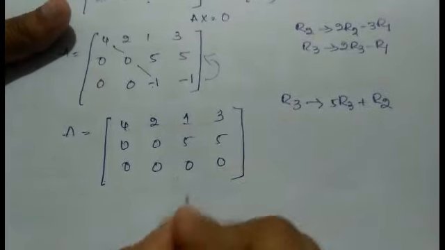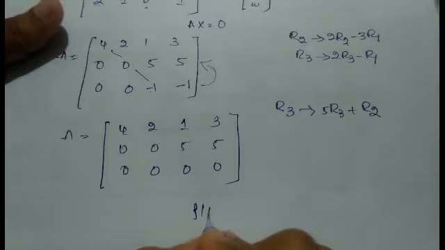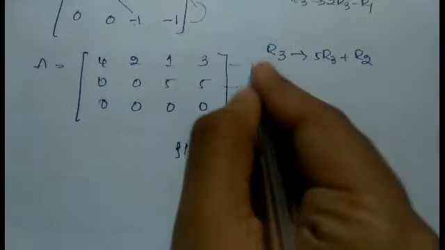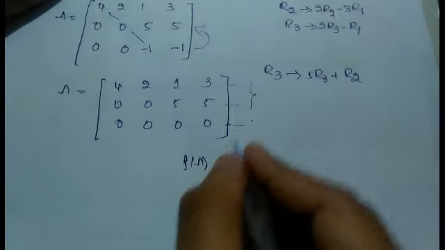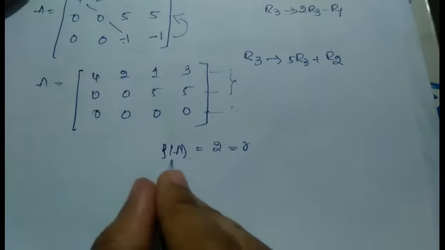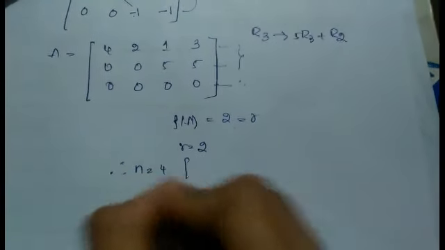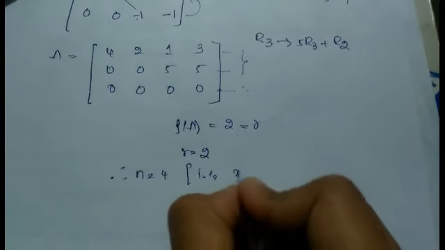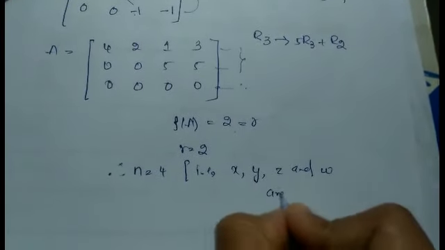And now from here, the rank of the matrix A is equal to 2, as these two are non-zero rows, and this is a zero row, which does not come under consideration in finding the rank. Rank of A is equal to 2, that is r equals 2. Therefore n is equal to 4, where n is the number of variables; here the variables are x, y, z and w.